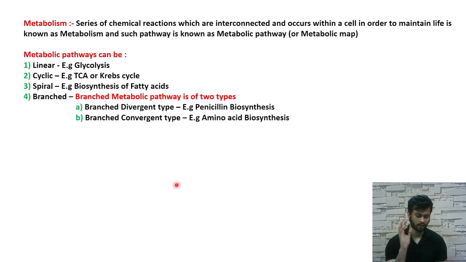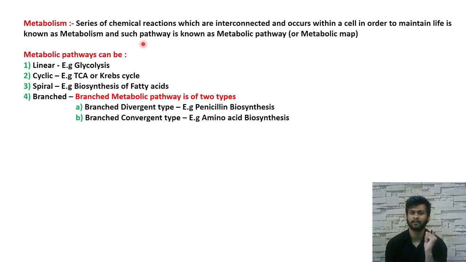Okay, so starting with the definition of metabolism. You won't get any question from the definition, but we have to understand it. Metabolism is defined as a series of chemical reactions which are interconnected and occur within a cell in order to maintain life, and such a pathway is known as a metabolic pathway or metabolic map. All the interconnected chemical reactions which occur in a cell and which are essential to maintain or sustain life are known as a metabolic pathway. For example, glycolysis.